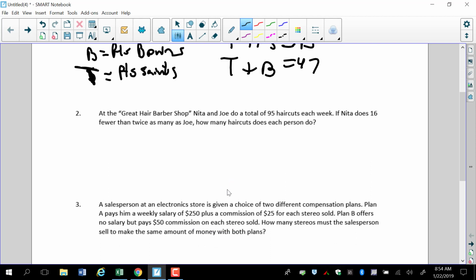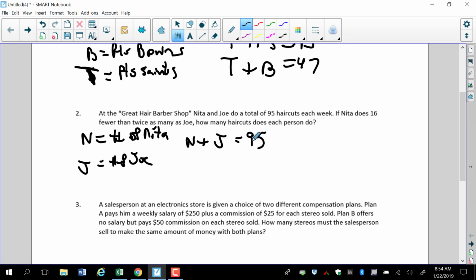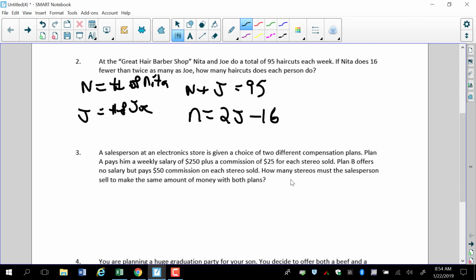Nita and Joe do a total of 95 haircuts. So N is the number of Nita haircuts, and J is the number of Joe's haircuts. So combined, Nita plus Joe is equal to 95. So that's the total. Nita does 16 fewer than twice as many as Joe. So Nita is twice what Joe is minus 16. And then you could set that up, substitute N in there, and solve the equation.